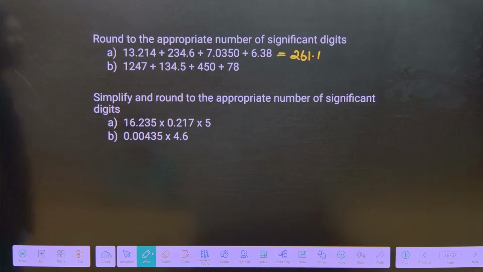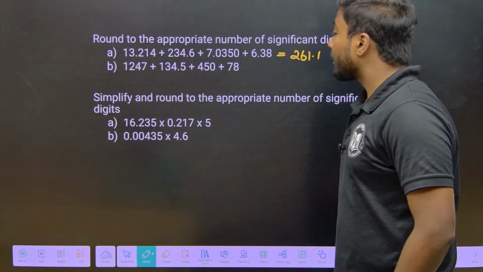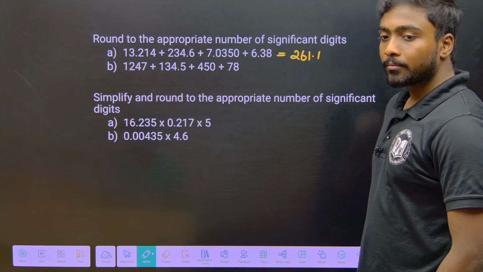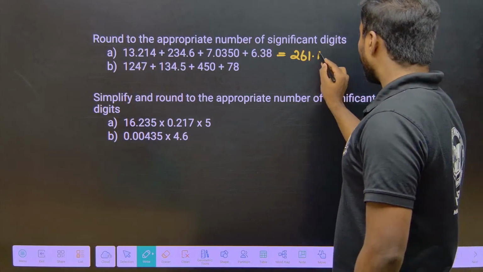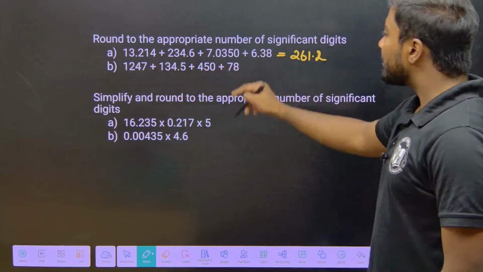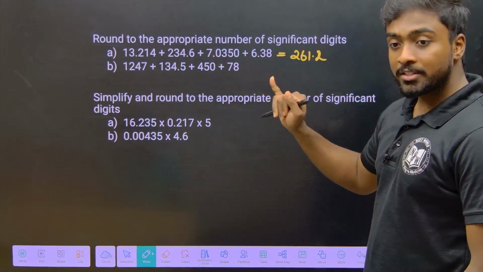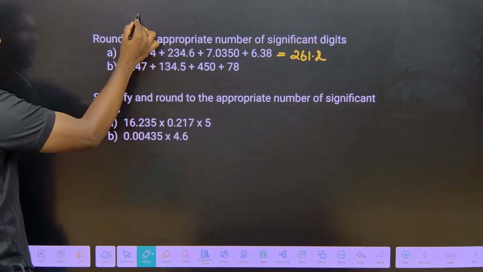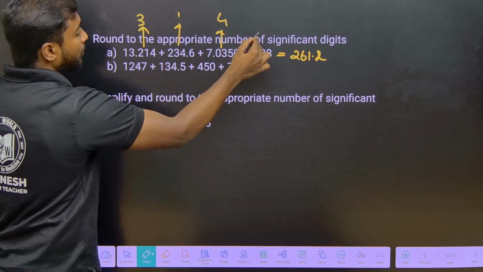13.214 plus 234.6 plus 7.0350 plus 6.38. 261.2. Okay. Now, which has the least decimal points among these? For the addition, I need to check the least decimal. The first one has 3 decimal points, then 1 decimal point, 4 decimal points, 2 decimal points.